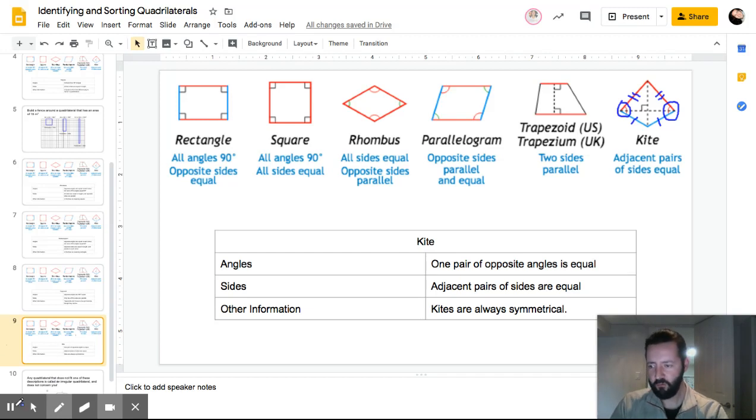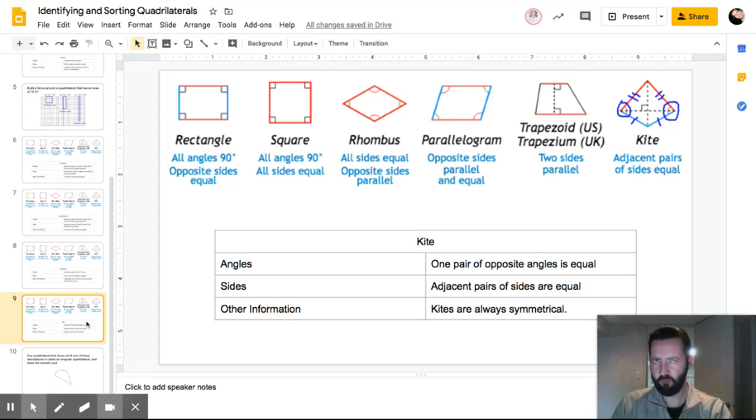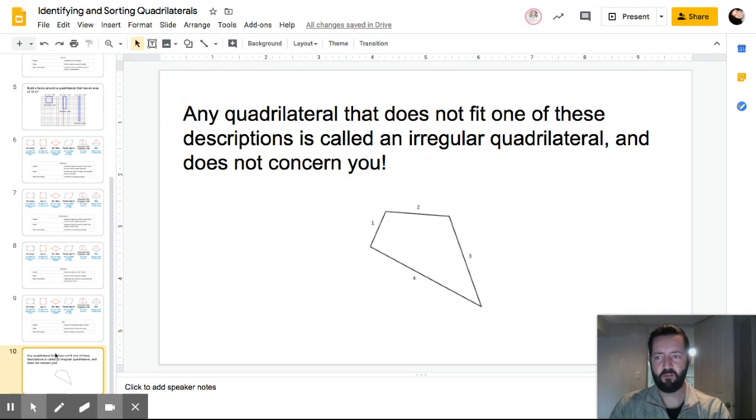Now, some of you throughout this video may have been wondering, well, what happens if I can draw a quadrilateral that doesn't meet any of these criteria? So any quadrilateral that does not fit one of these descriptions is called an irregular quadrilateral. All right, we don't have special names for them. We just kind of group them all together into a big category called irregular quadrilaterals. And for grade 5, that doesn't concern you. You don't need to know about irregular quadrilaterals, okay?